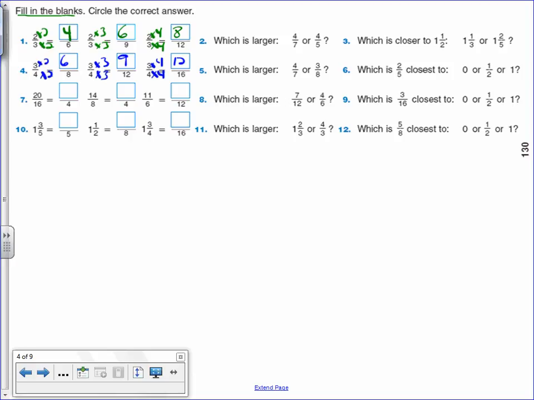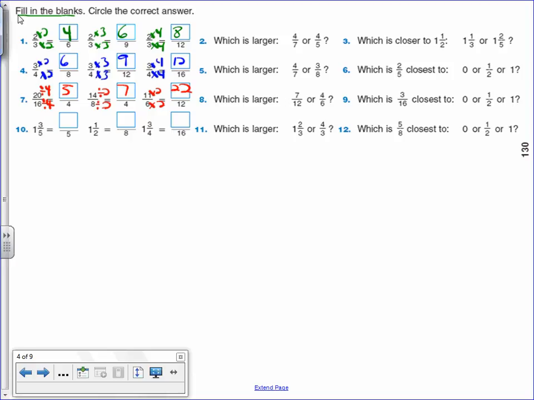Now we're going from a larger number to a smaller number, which means we're dividing. 16 divided by 4 equals 4. So 20 divided by 4 equals 5. 8 divided by what equals 4? 8 divided by 2. So 14 divided by 2 equals 7. Now we're going from a small number to a larger number. 6 times what equals 12? 6 times 2. So 11 times 2 equals 22.